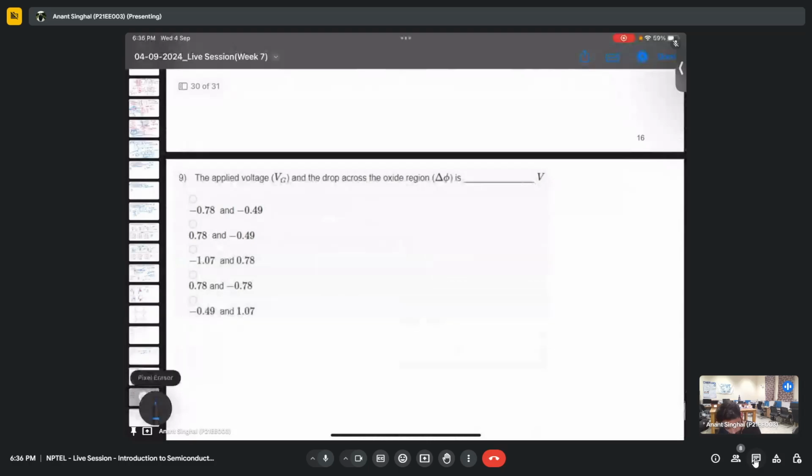the gate voltage should be negative and the drop should also be negative. So basically, the gate voltage is the change in the drop plus the surface potential.